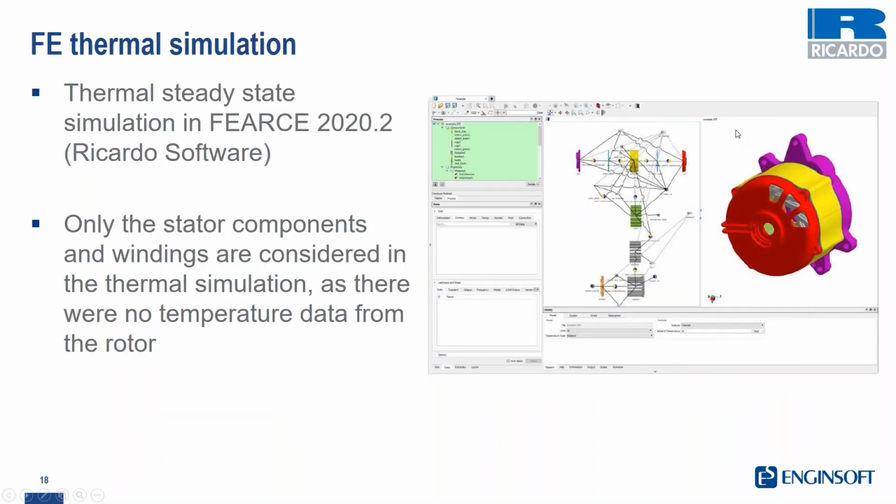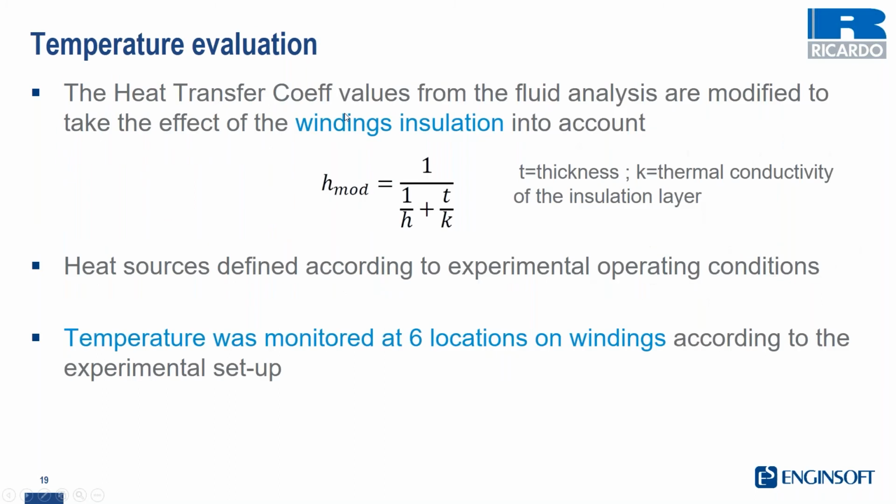The temperature prediction in this case was done with FIRS 20.2 from Ricardo software. So this step was done by Ricardo directly. And the FEA model included only the stator components and the windings because the temperature measurements were only available for these parts. When Ricardo received the HTC values, they made some modifications to the HTC in order to account for the windings insulation.